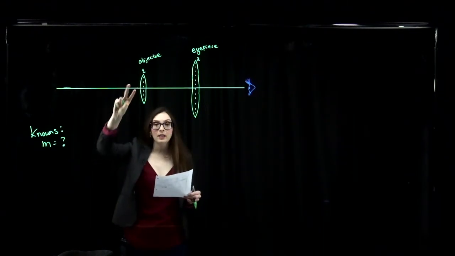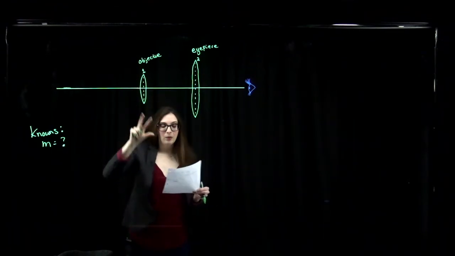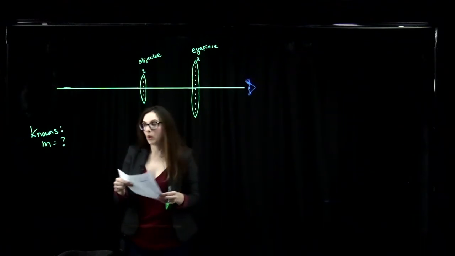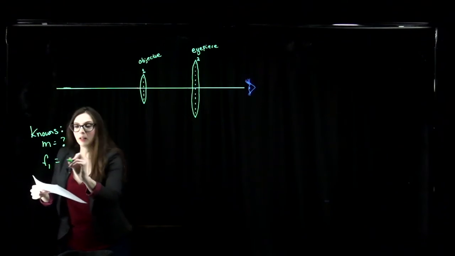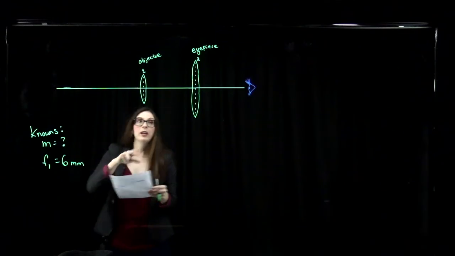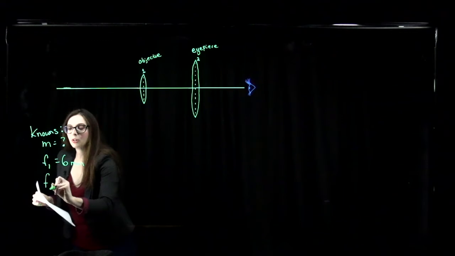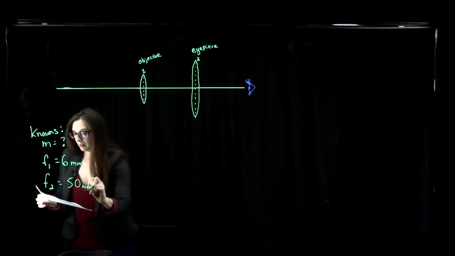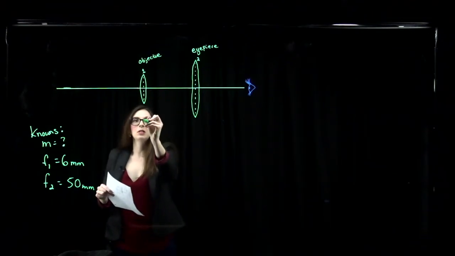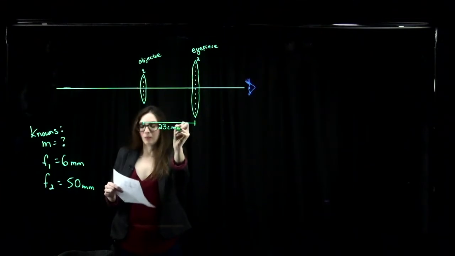I'm going to label my lenses: the objective is lens 1 and the eyepiece is lens 2. So the focal length of my objective lens, f sub 1, is 6 millimeters. The focal length of my eyepiece, lens 2, f2, is 50 millimeters. The objective and the eyepiece are separated by 23 centimeters, so I'm just going to draw that in here. This distance separation is 23 centimeters.